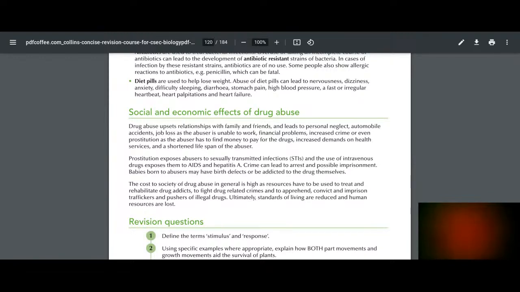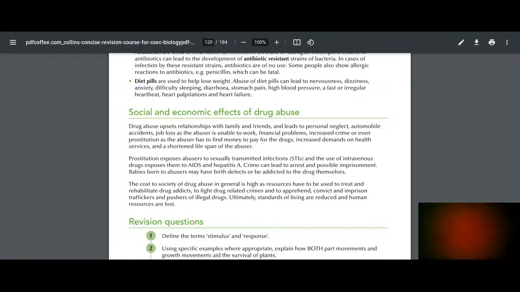In society we have social and economic effects of drug abuse. Some of these are: prostitution exposes abusers to STIs, and the cost to society of drug abuse in general is high, as resources have to be used to treat and rehabilitate drug addicts. Drug abuse also upsets relationships with family and friends and leads to personal neglect, accidents, job loss as the abusers are unable to work, financial problems, increased crime, or even prostitution, as the abuser has to find money to pay for the drugs.